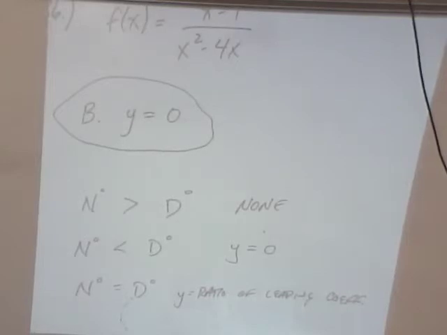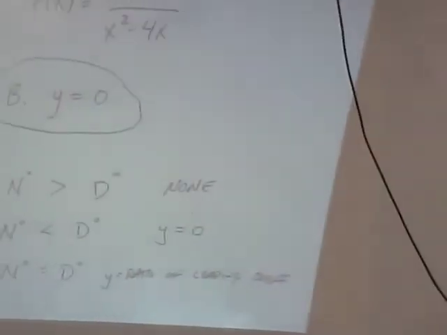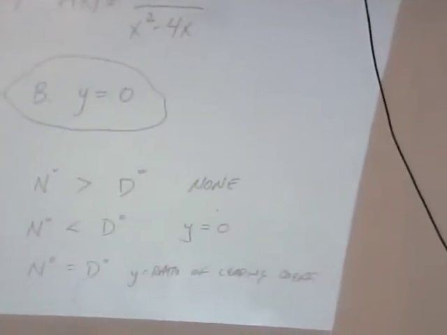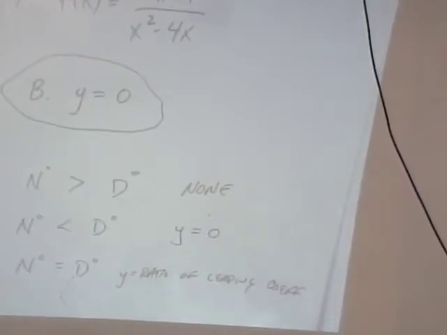Oblique means straight, like linear. You can actually have a quadratic asymptote, but it's not going to do that. Okay. Questions on this before we move on?